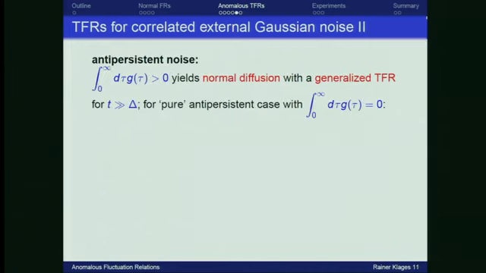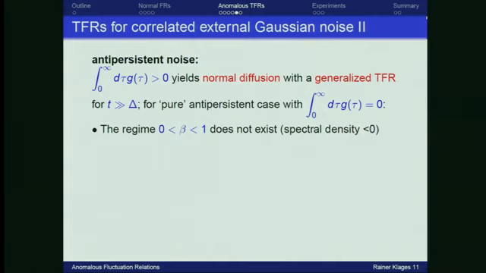Likewise, now for the anti-persistent case, if you consider the anti-persistent noise, in fact, one can show that if this integral over the correlation function is larger than 0, we have normal diffusion with a generalized transient fluctuation relation, meaning with a prefactor that is not equal to 1. What remains to be studied is the pure anti-persistent case, where the integral over the correlation function is equal to 0. And again, here you get different forms depending on the value of the exponent.